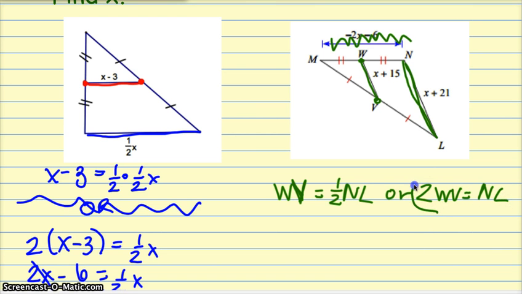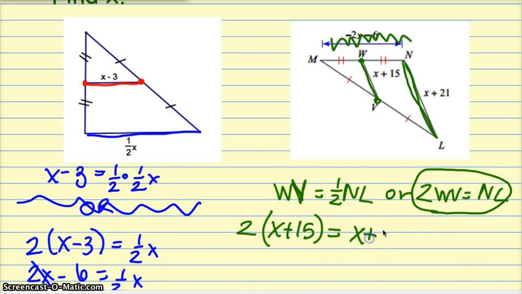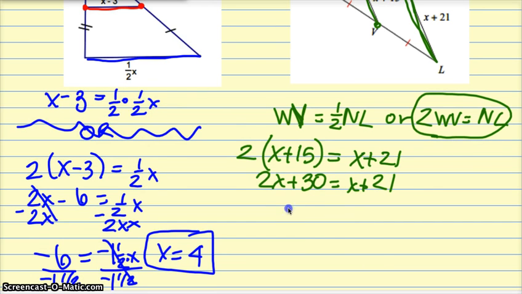Either way you want to look at it, I have a feeling most of you are going to like this option. So twice that shorter length, and you do need parentheses, it's not just 2x, it's 2 times x plus 15, is going to equal that longer side. So 2x plus 30 equals x plus 21. If I subtract the x from both sides, if I subtract the 30 from both sides, let's see, minus 30, negative 7.